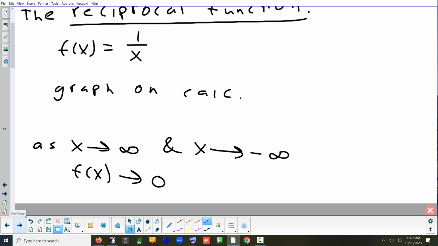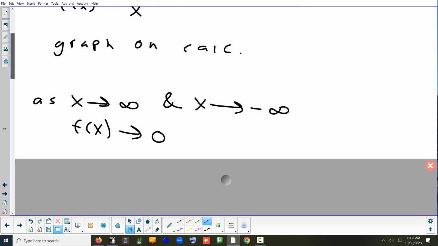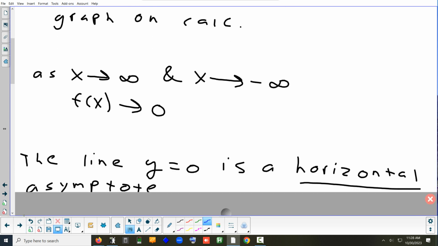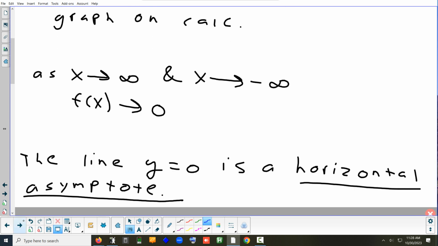And there's a name for that. Does anybody know what that's called? Like something in math you get closer and closer and closer to, but you never reach it. Asymptote. It's an asymptote. And this particular one is a horizontal asymptote.